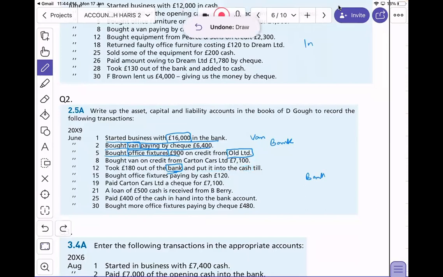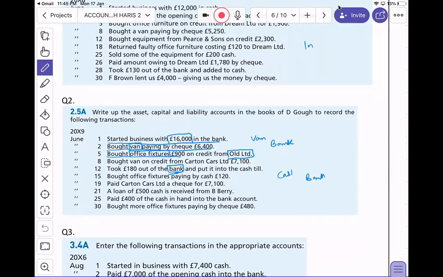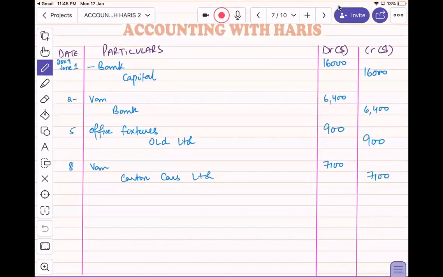And we put it into the cash till, and cash is also an asset. So if we take out money from the bank, the bank will get credited, but we'll have more cash in our hand, so our cash would increase, and an increase in an asset gets debited. So cash would get debited by 120 on 12th, and bank would get credited 120 on 12th.